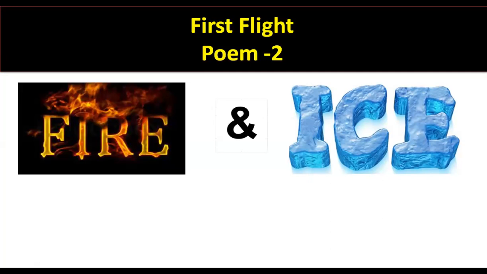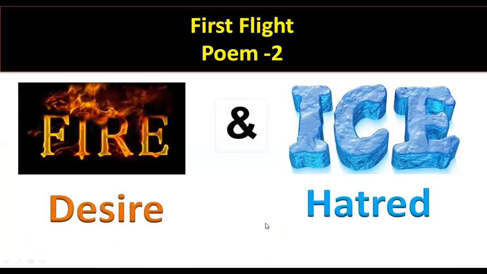By the way, I asked you one question, that fire and ice, which characters are depicted? Human characters are depicted by these two words. So, here we go. Fire is desire and ice is hatred. Now, when I asked you if fire can destroy, ice can destroy the earth, that question was symbolical. Fire and ice can destroy the earth physically, but if you want to destroy your earth emotionally, desire and hatred will destroy it.